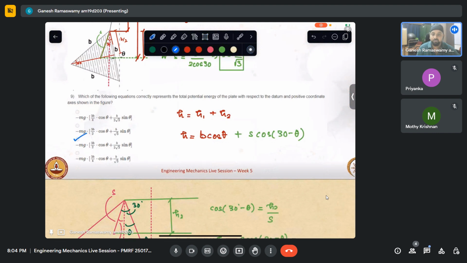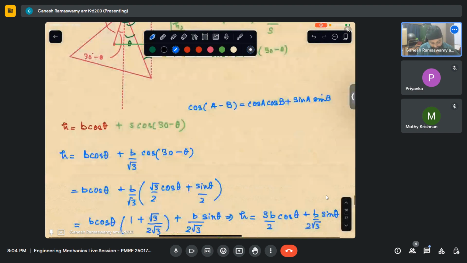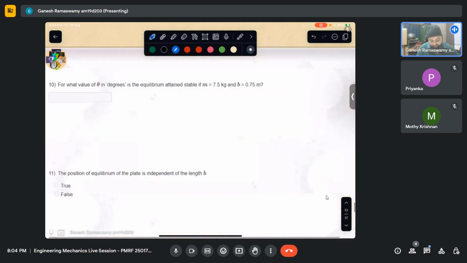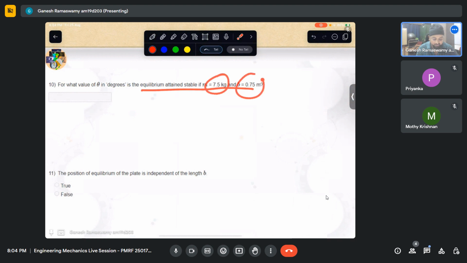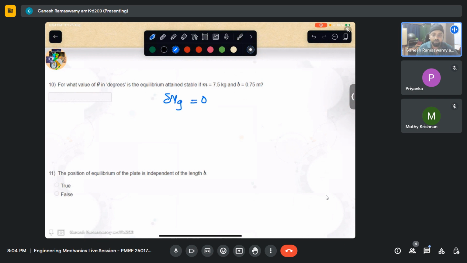Now Vg I have got. What is the next question? It is for what value equilibrium will be attained if m is this and b is this. So what do I have to do? I just have to take Vg and equate it to 0, plug in the values of m and b and get the answer. So I leave that to you.